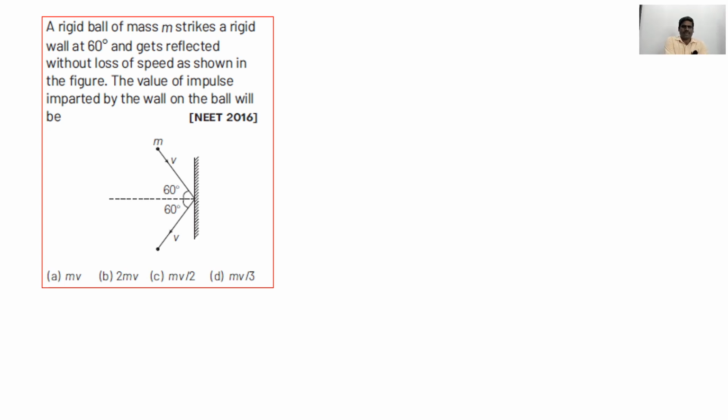Option A, m into v. Option B, 2m into v. Option C, mv by 2. Option D, mv by 3. Correct option is option A, m into v.